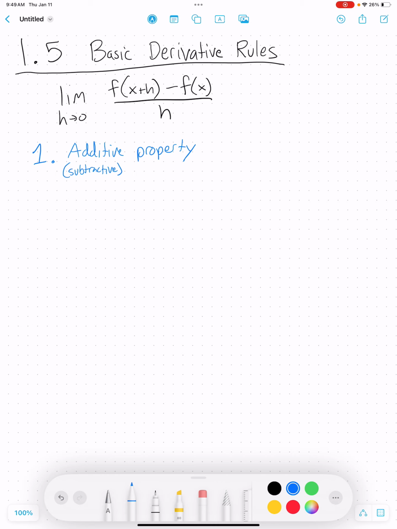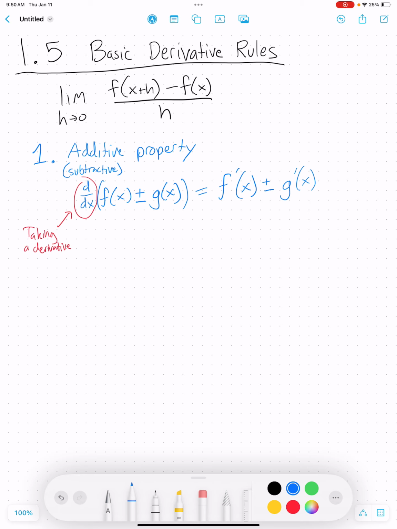Okay, so if I take the derivative of two functions that are being added or subtracted together, it turns out all I need to do is just take the derivative of the first function, take the derivative of the second function, and just add those two things together, or subtract if you're subtracting, right? So it's as easy as just focusing on each function individually, taking the derivative of each of them, and then combining them, how they work. Okay, so that's the additive property of derivatives. So that's nice. That makes our lives a little bit easier.